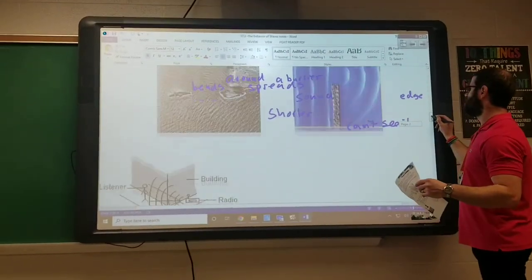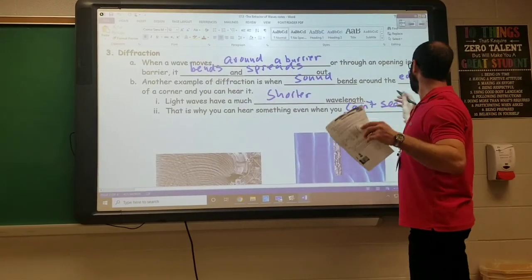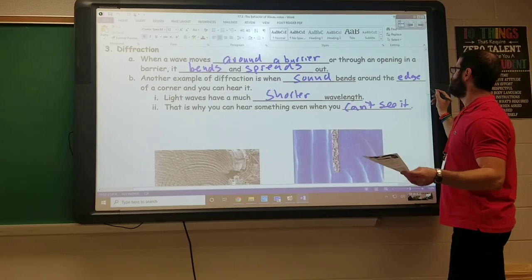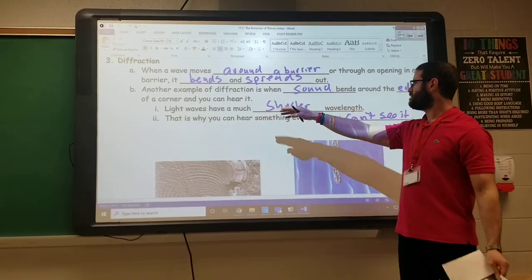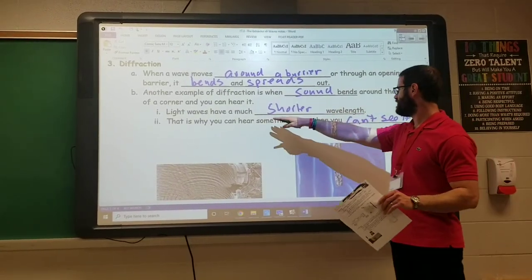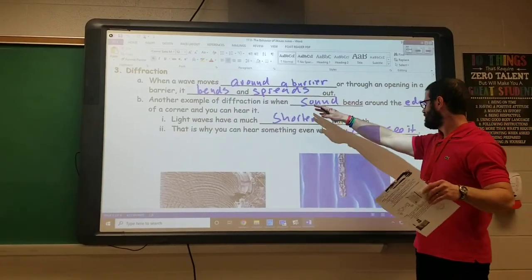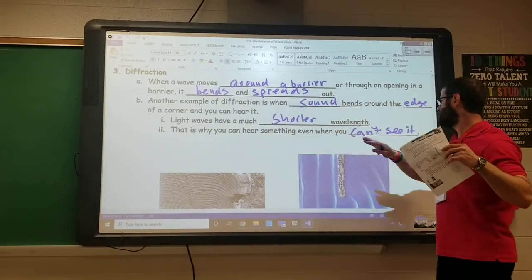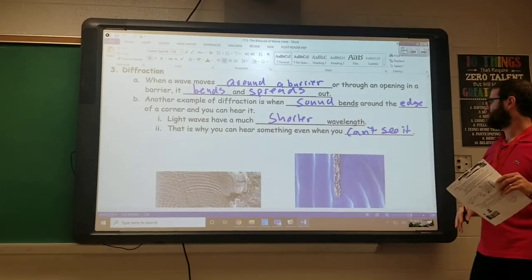All right, so again, diffraction is just when waves move around a barrier or through an opening in a barrier, and they spread out. So again, sound can bend around a corner. Light waves, since they have a shorter wavelength, cannot. Which would explain why we can hear something even when we can't see it.